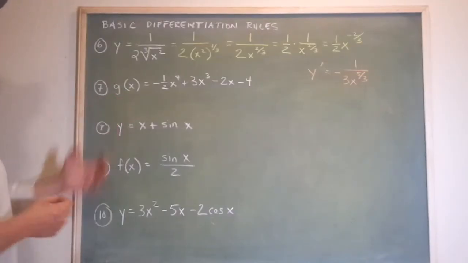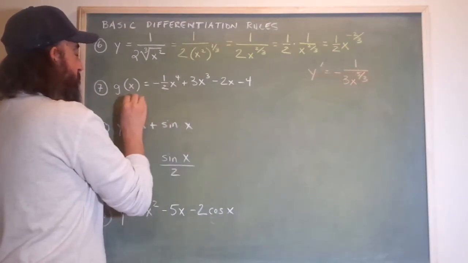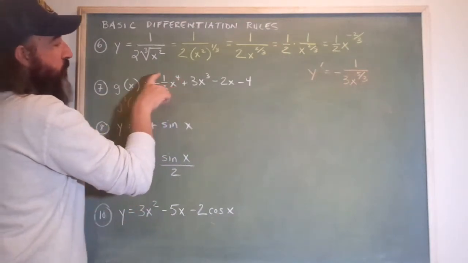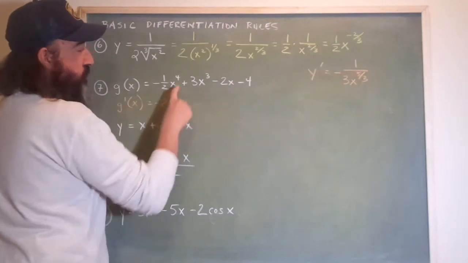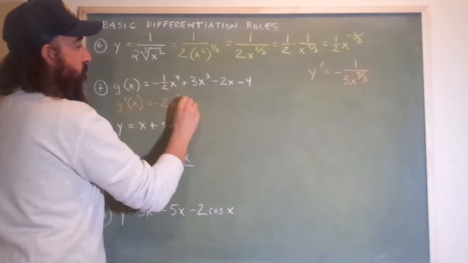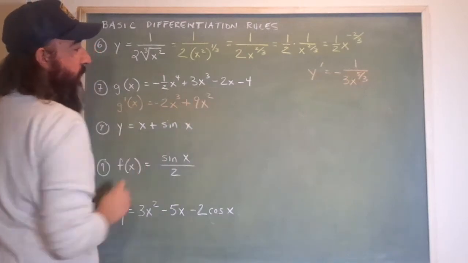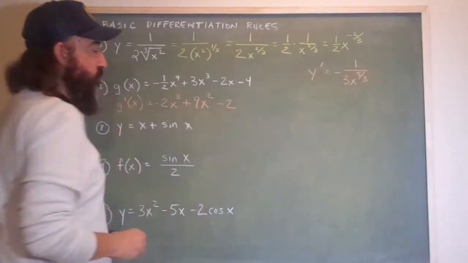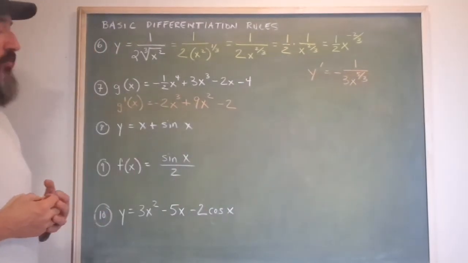In number 7, g of x is written in polynomial form, so this one should be pretty straightforward. G prime of x, let's use our power rule. When I take the 4 and move it in the front, 4 times negative 1/2 is negative 2, x to the, I'll subtract 1 for 3, plus 3 times 3 is 9, x to the power of 2 when I subtract 1. The derivative of negative 2x is just negative 2, and the derivative of any number is, of course, 0. Number 8 appears pretty straightforward as well.